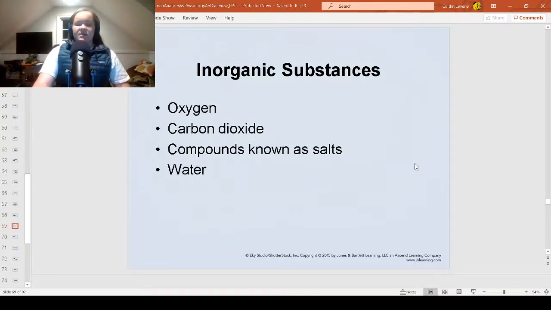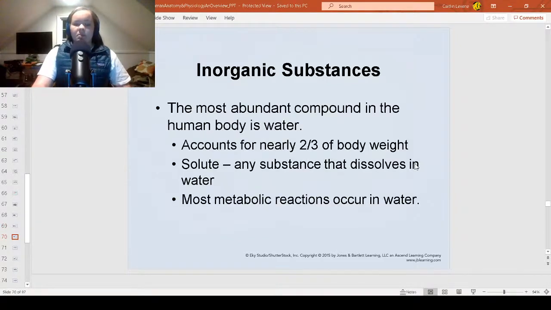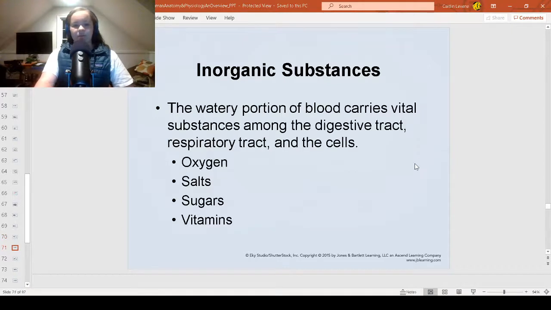Inorganic substances include oxygen, carbon dioxide, compounds known as salts, and water. The most abundant compound in the human body is water. It accounts for nearly 2/3 of the body weight. It's a solvent, which means any substance can dissolve in it. It is involved in most metabolic reactions, because anything can dissolve in there.